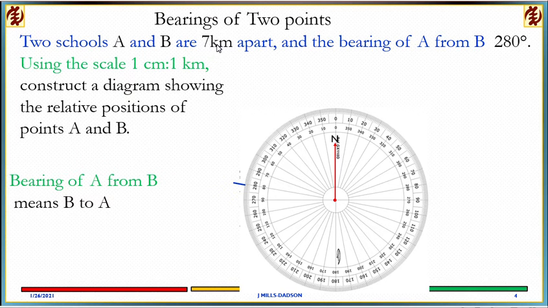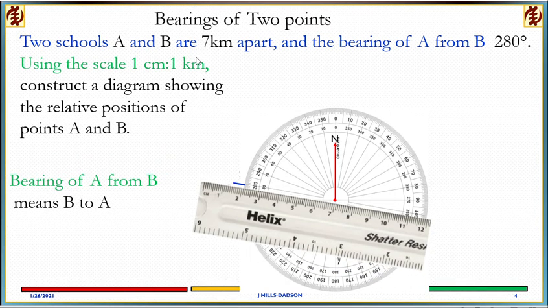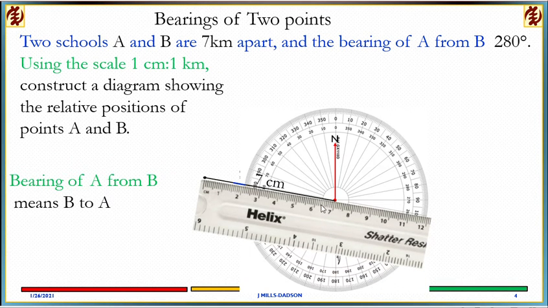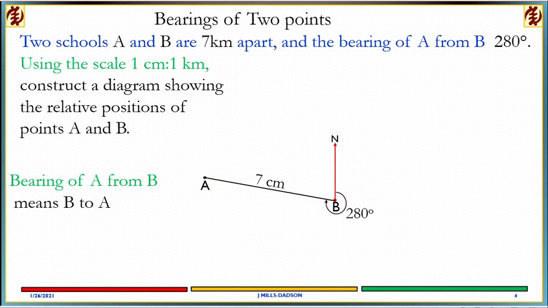because 7 kilometers will look like 7 cm on paper according to the scale. Because if 1 is 1 kilometer, 2 is 2 kilometers, 7 is 7 kilometers, in that order. So I need to measure 7 cm. As you can see, the end of the 7 cm is where the other point will be, which is point A.